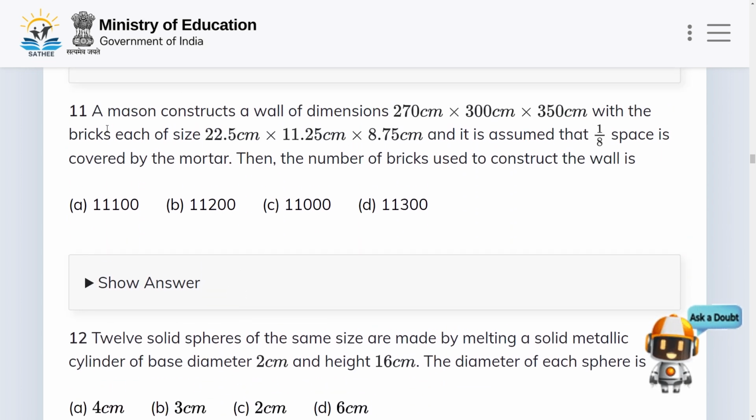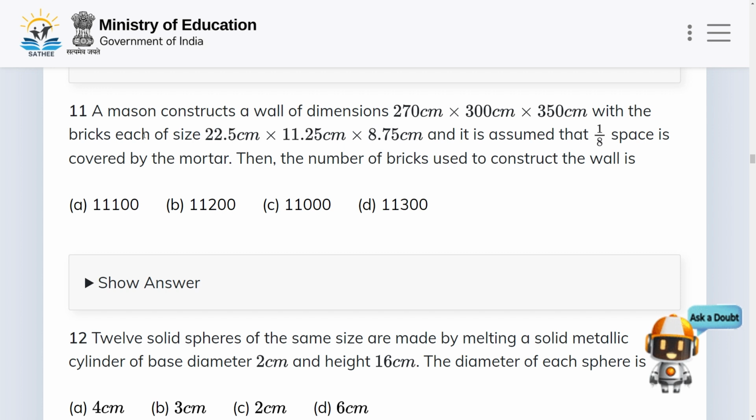In question number 11, it is said that a mason constructs a wall of dimension 270 centimeter by 300 centimeter by 350 centimeter with bricks each of size 22.5 centimeter by 11.25 centimeter by 8.75 centimeter, and it is assumed that 1/8 space is covered by the mortar. Then the number of bricks used to construct the wall is what?